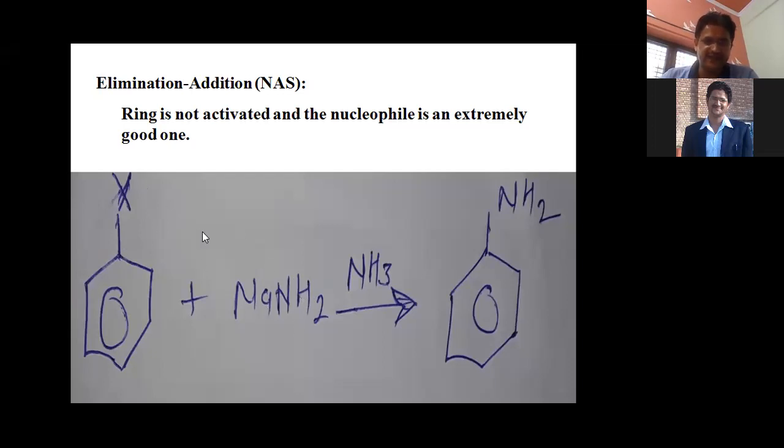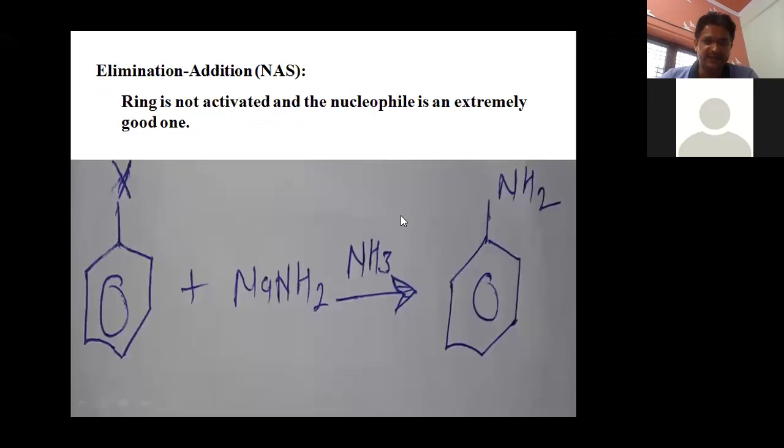If they attack, then X minus will leave, right? And the reaction takes place in the presence of NH3, ammonia. For this reaction, we require NH3, you can see, right? And then finally, they convert into aniline.